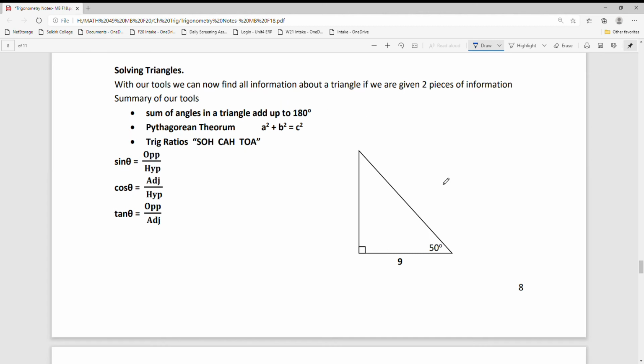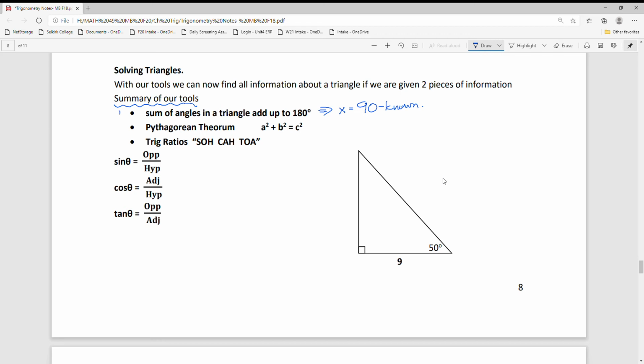So finishing up our trig unit is really about putting it all together. The summary of the tools we've developed so far is that the angles in a triangle add up to 180 degrees, and we're dealing with right angle triangles. So we often did the missing angle as 90 minus the known angle, because that gave us the missing angle in the easiest way possible.